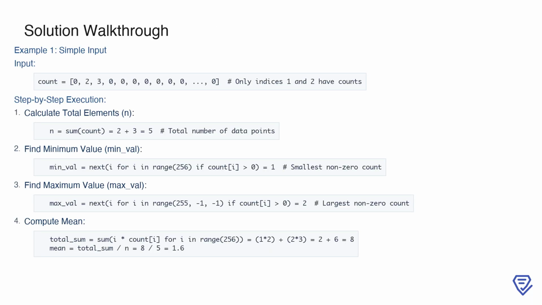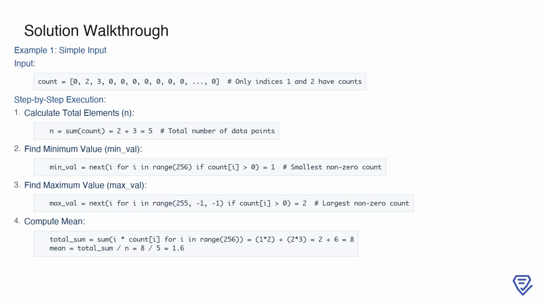To begin, we have a simple input where only indices 1 and 2 have non-zero counts, specifically 2 and 3 respectively. First, we calculate the total number of elements by summing all the counts, which gives us 5. This represents the total number of data points in the distribution. Next, we determine the minimum value by identifying the smallest index with a non-zero count, which is 1 in this case. Similarly, we find the maximum value by identifying the largest index with a non-zero count, which is 2 here.